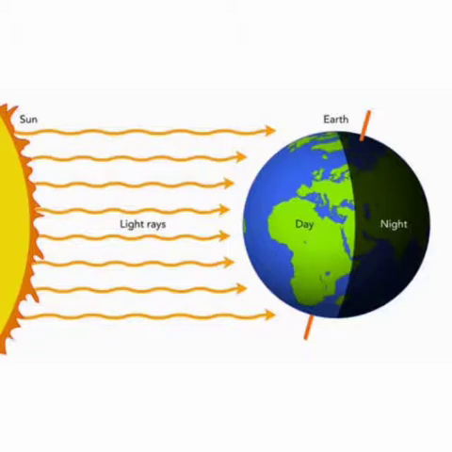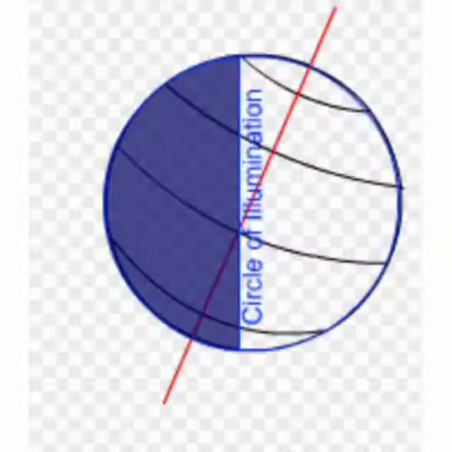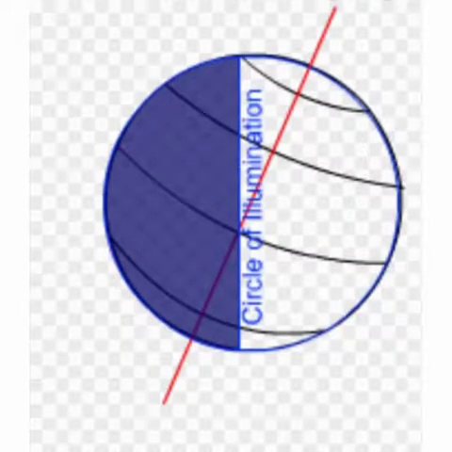So if the earth did not rotate, the areas experiencing night would be permanently fixed. Day and night would be permanently fixed if the earth did not rotate. The circle that divides the day from the night on the globe is called the circle of illumination.